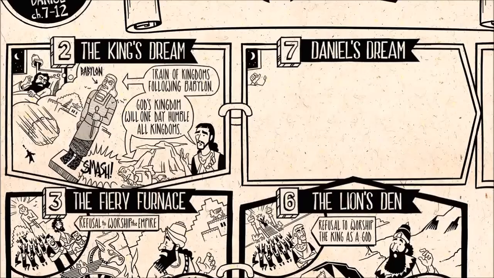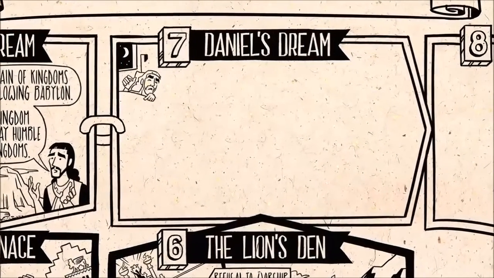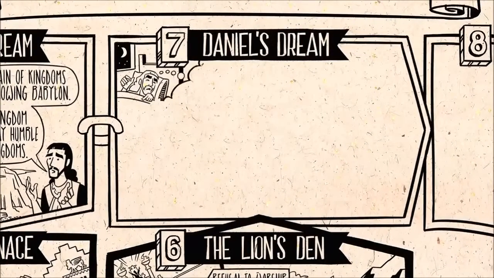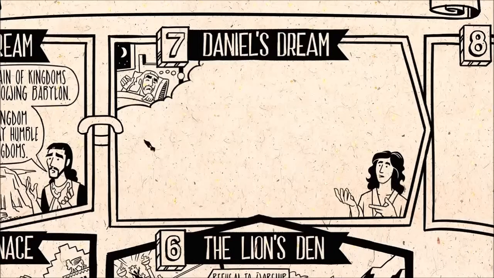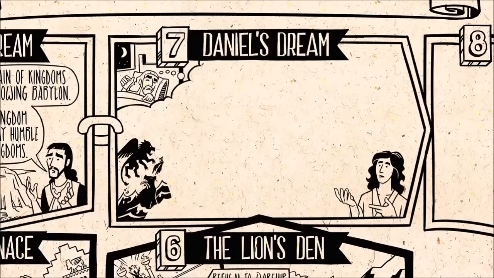It's another dream, but it's Daniel's this time. And ironically, he can't understand the dream until an angelic messenger explains it to him. He sees a series of 4 beasts, one like a lion, then like a bear, then one like a winged leopard, each of these symbolizing an arrogant kingdom.